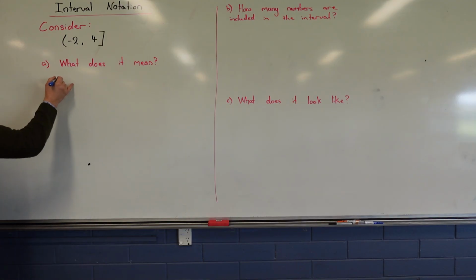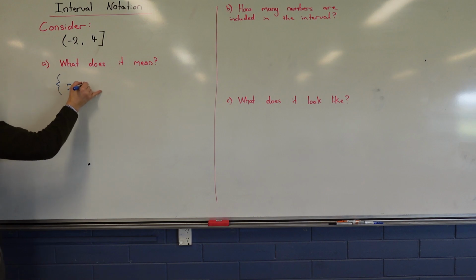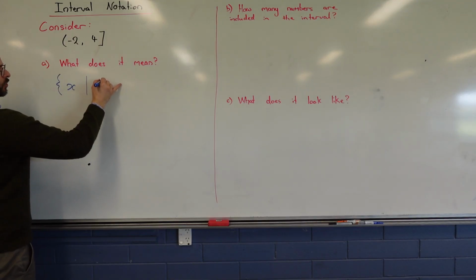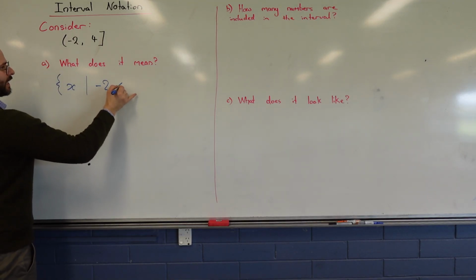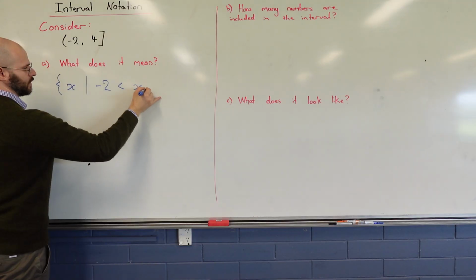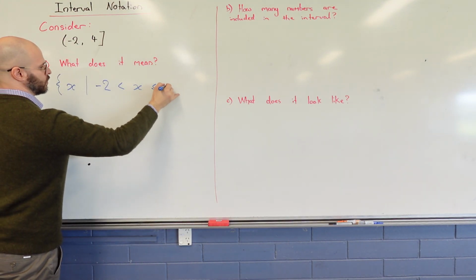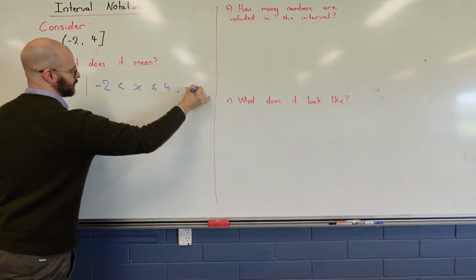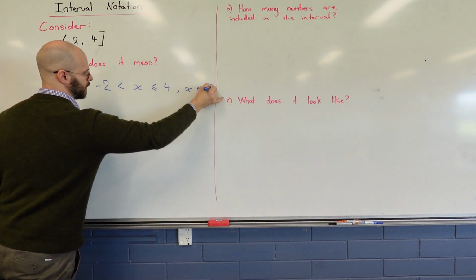I'm going to do a curly brace. I'm going to put an X. I'm going to put a pipe. After that, I'm going to write -2 is less than X is less than or equal to 4. Then I'm going to say that X happens to be a real number.